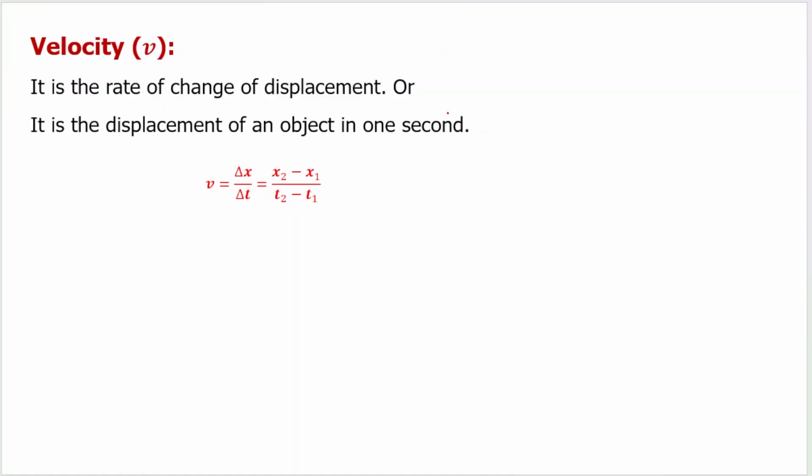How can we calculate its velocity? Velocity is equal to the rate. Anything which starts with the words "the rate of" means that we have something which is divided by time. The rate of change of displacement. So what's meant by velocity? It is the change, delta. This triangle is read as delta, and it means change in displacement divided by the change in time. This is what's meant by velocity. So velocity is the rate of change of displacement, or it is the displacement of the object in 1 second.